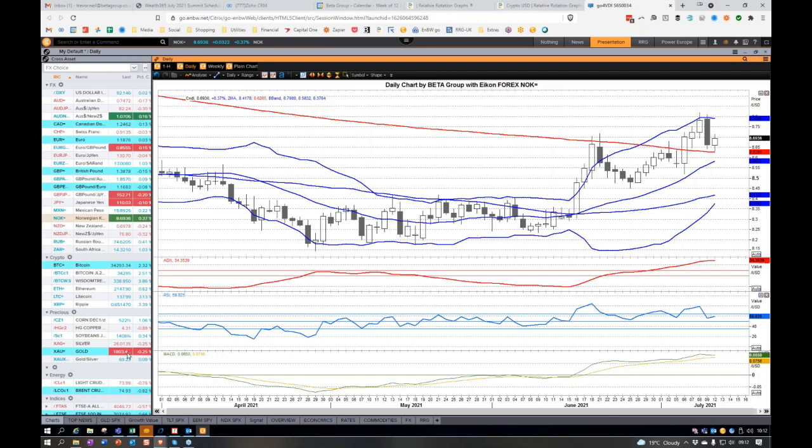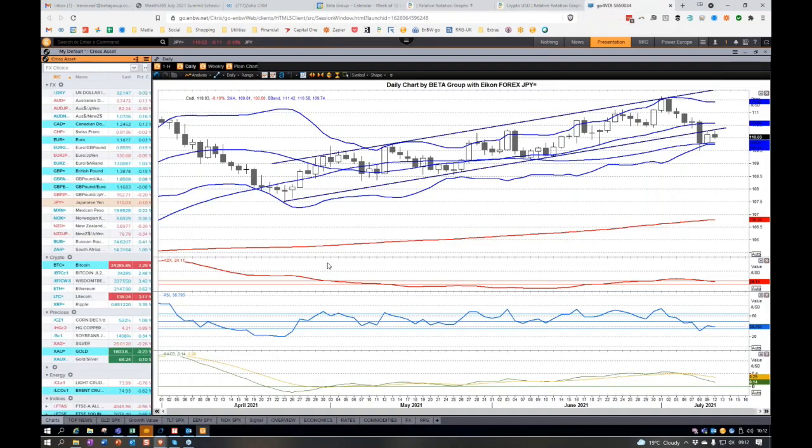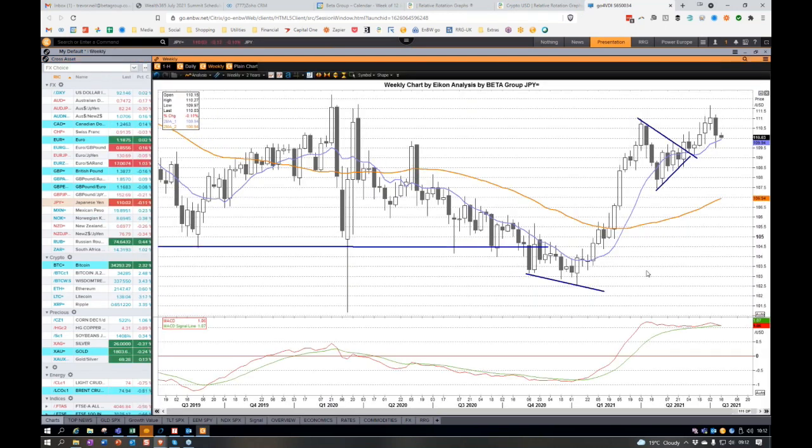So I did miss out the Japanese yen. Just to remind you, on the relative rotation graph, this is where the Japanese yen was. It is the strongest versus the dollar, and it's moving purposefully in a northeasterly direction. Sorry, I missed that out, so that should have been in that group. And so here is the weekly chart of the yen.